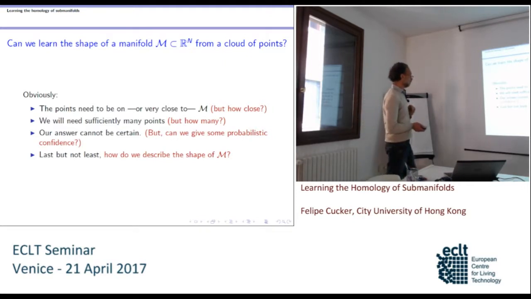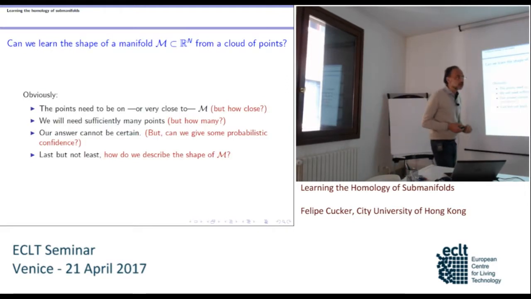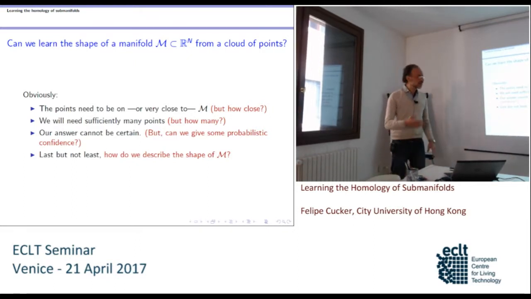Are you also considering the case that when you have cluster points, you need some outlier points around? So you have your manifold? Yes. And you also have some cluster, some outliers? No, I don't have outliers.